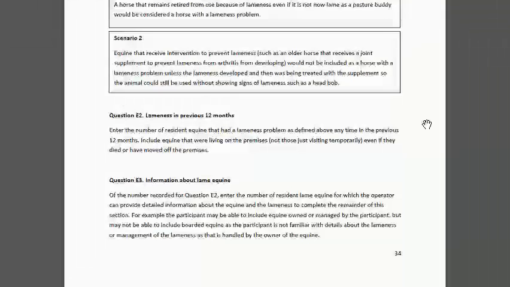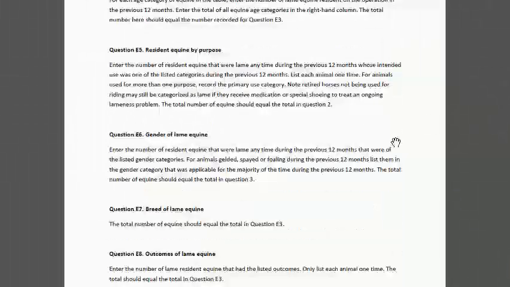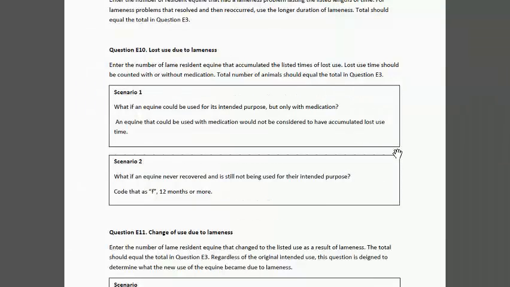And then when we come to the third question, that one requires a little bit of thought and some background work, and it's the basis for many of the following questions. So there is a worksheet on page 28 of the questionnaire that I was just looking at to help you answer the rest of the questions. Let me go back to it. Yeah, it's called Section E Worksheet, Lameness in Resident Equines in the Previous 12 Months.